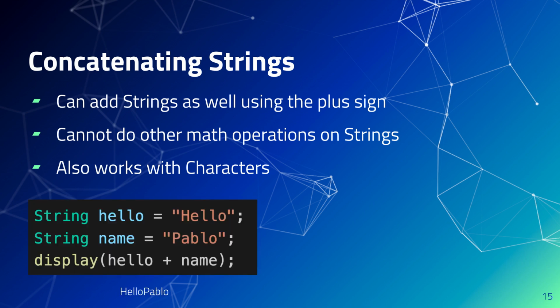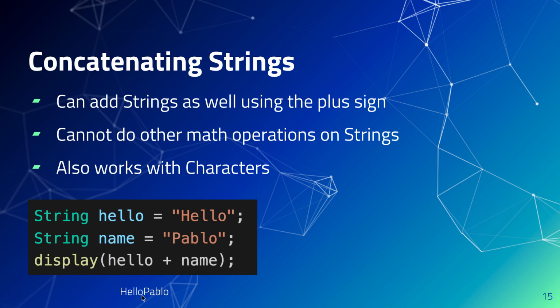This would be the code. There are 2 variables, hello and name. In the parentheses of the display, you can use hello and a simple plus sign followed by whatever you want next, so the name. This connects hello and name, and it would print out hello Pablo. The problem is there's no space here.